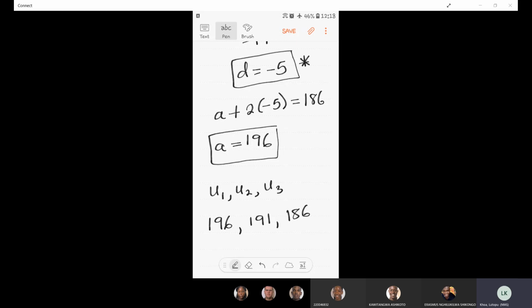Okay, so the questions will come in different ways, and you need to see how you can apply your knowledge of an arithmetic progression in order to solve these types of questions. So you just need to remember the formula for the arithmetic progression. Let's do the next one.